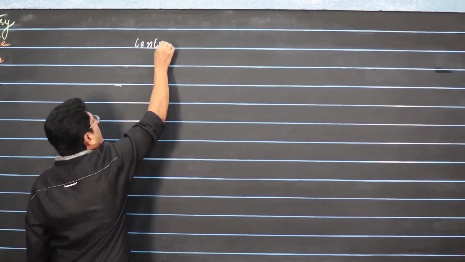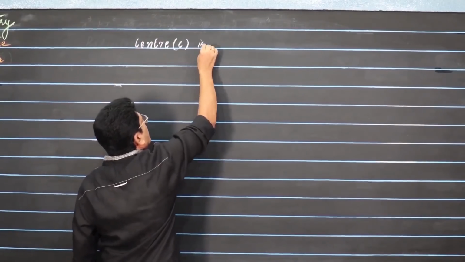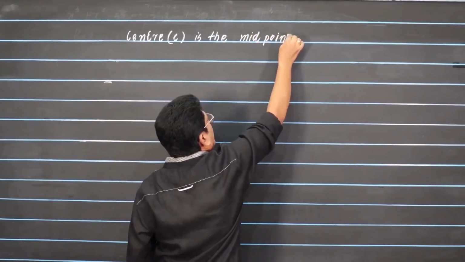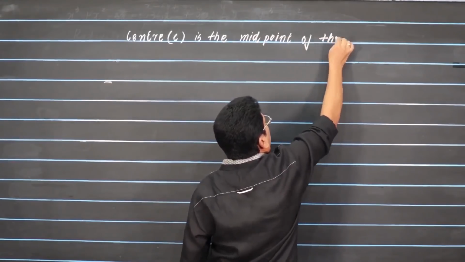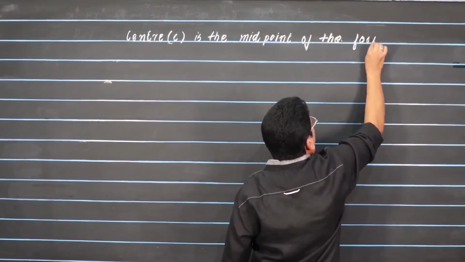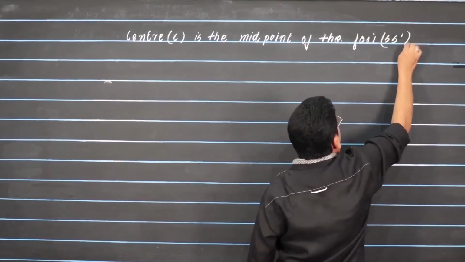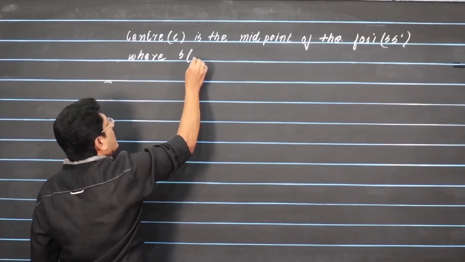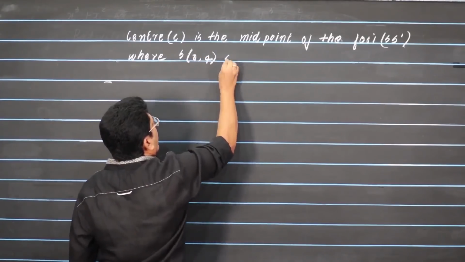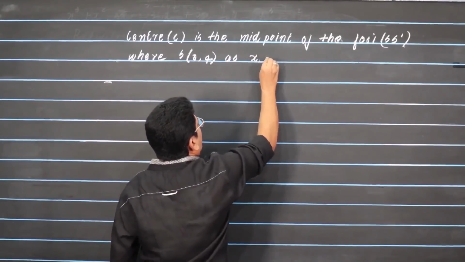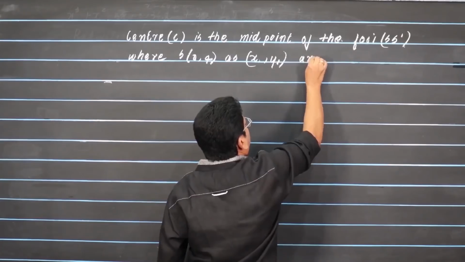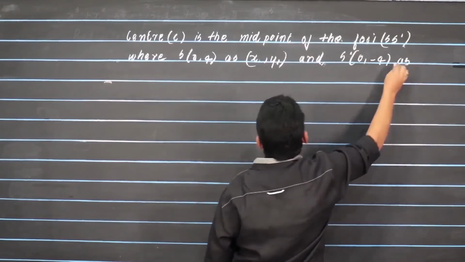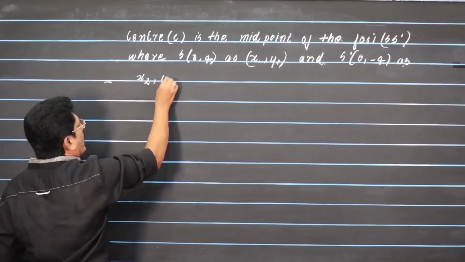Center C is the midpoint of the foci S and S dash, where S 0, 4 as x1, y1 and S dash 0, minus 4 as x2, y2.